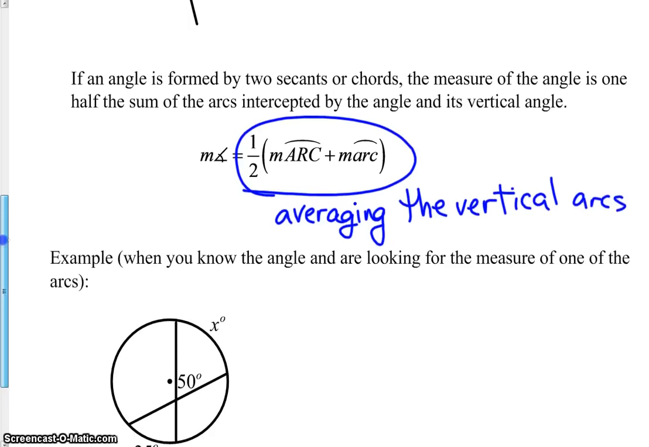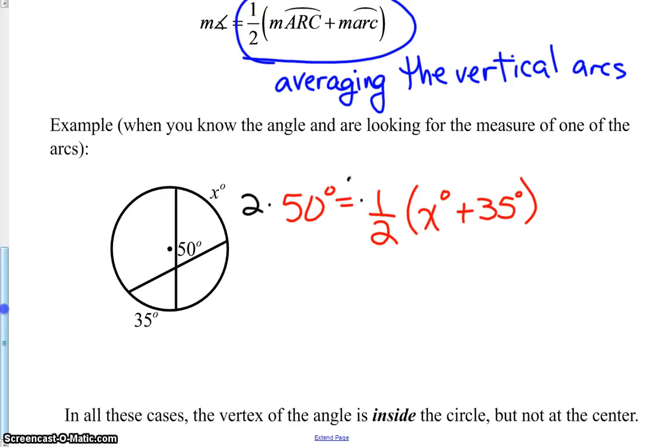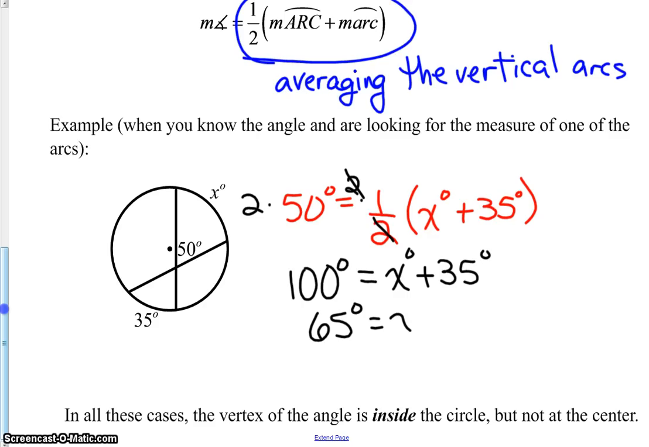Now we're going to look at another example. In this case we know the angle, but we're looking for the measure of one of the arcs. So what I know is that 50 degrees equals half of x degrees plus 35 degrees. Now the easy way to do this is to go ahead and multiply both sides of our equation by 2 to start with, because that will eliminate our fraction. So 100 degrees will equal x plus 35 degrees, and our answer is 65 degrees equals x degrees.